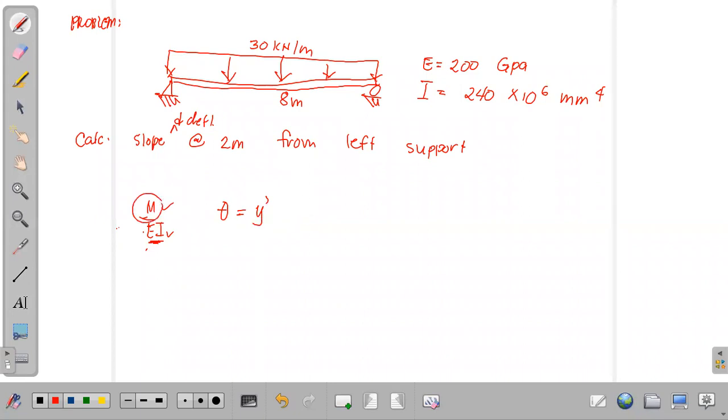Once we get the equation of the moment, we integrate it. The first integral, which is equal to dy over dx, is the slope, or the rotation of the elastic curve. When we integrate again, we get the second integration, which is the deflection. So the first integral of the moment equation is used to solve for the slope, and the second integration is used to solve for the deflection. Slope is denoted by theta, and deflection by delta.